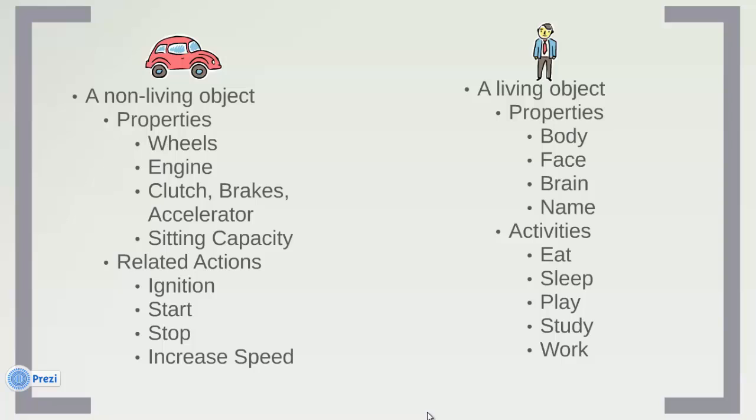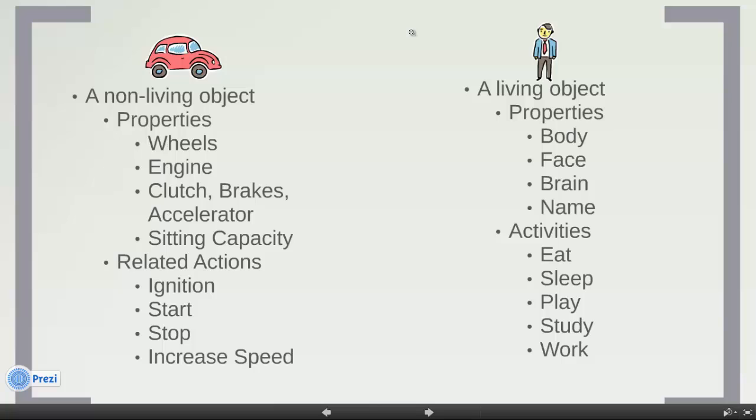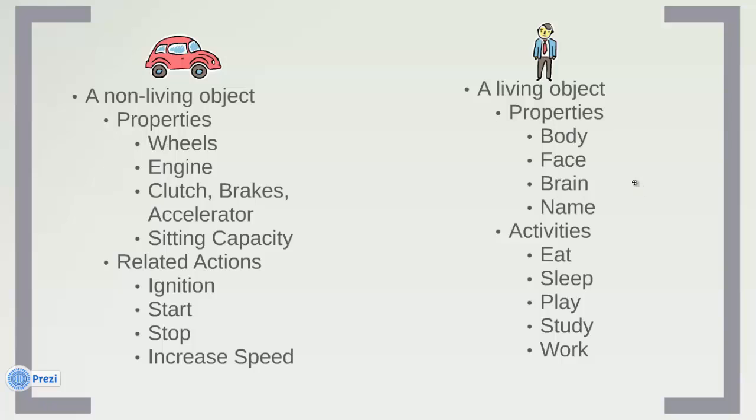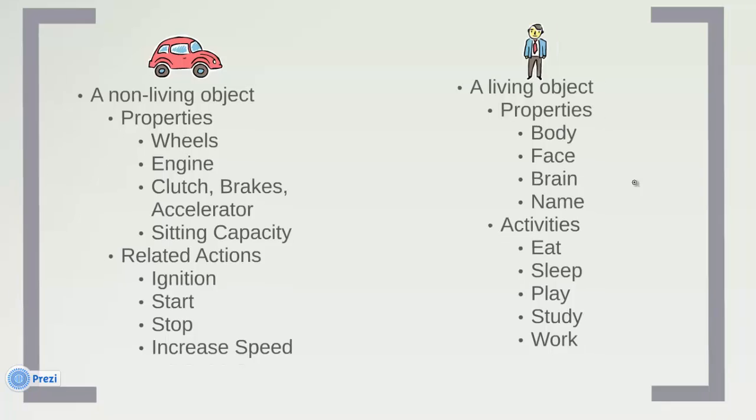A non-living object like a car has properties like wheels, engines, clutch, brake, accelerators, sitting capacity and various other properties. At the same time, it has some actions like you can start a car, you can stop a car, you increase the speed, decrease the speed, apply the brakes, etc. Same way, a living object like a person can have properties like body, face, brain, name, age, date of birth, etc. It also performs some actions like a person can eat, sleep, play, study, work.